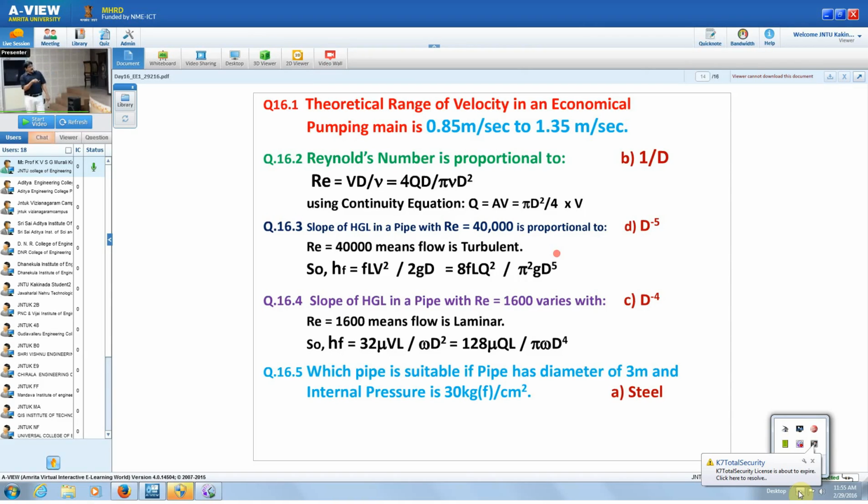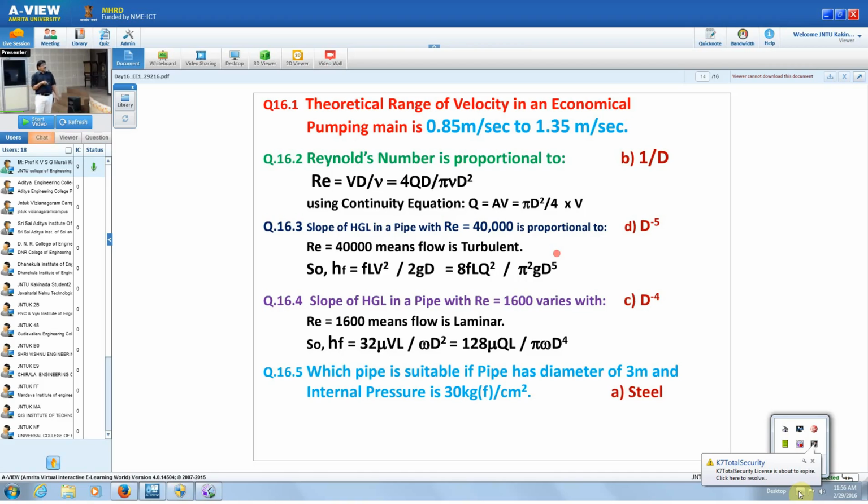But the same question may not be given. He may say that it is in a different form also. You have to observe that in case of turbulent flow, it is proportional to square of the discharge, Q square, whereas in case of laminar flow, it is proportional to Q to the power of 1. It varies linearly here.